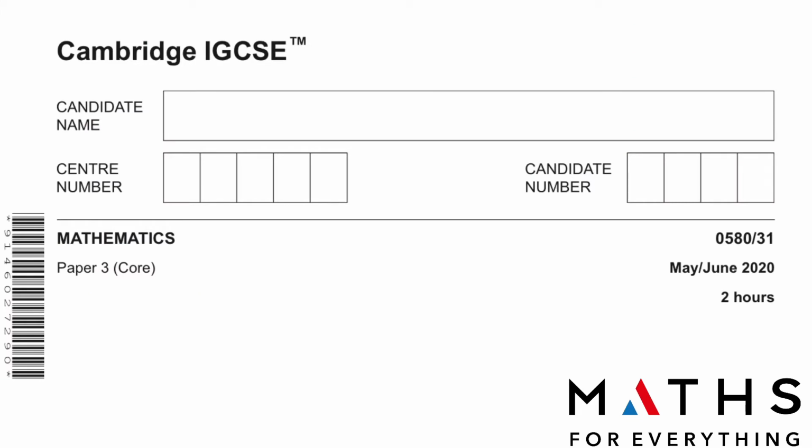So today we are going to solve Cambridge IGCSE Mathematics Paper 3 Core 0580 Variant 31 May June 2020 Part 2 from question number 4 onwards.